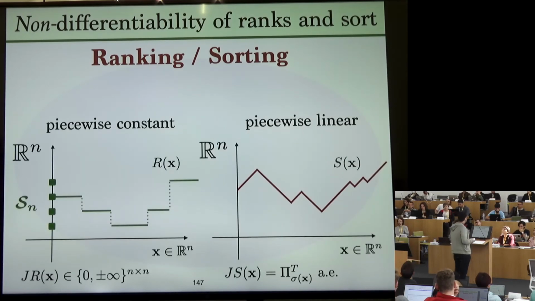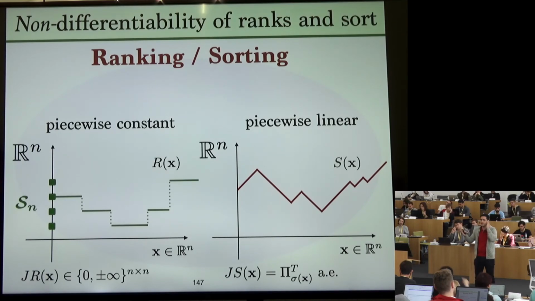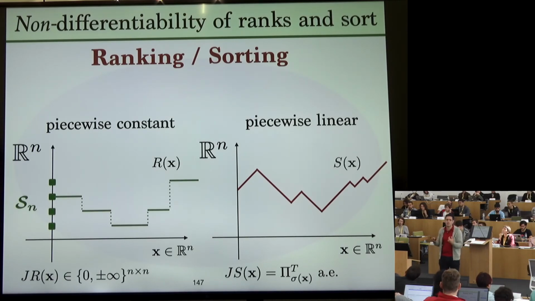If you look at those two functions from an abstract point of view, the ranking function is simply a discrete valued map. It maps an input to a vector of integers. The sorting function is also a map from a vector to a vector, but it is piecewise linear, and it doesn't vary in a very interesting way. If you were to look at the Jacobian, you would basically recover the permutation matrix.